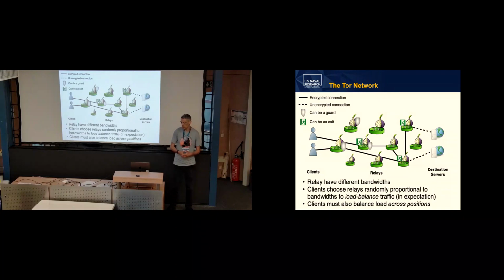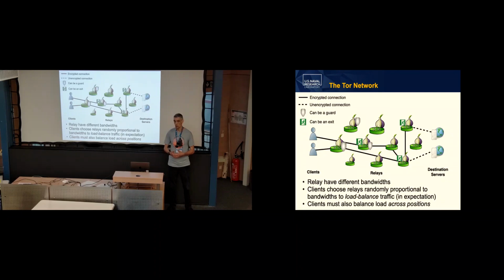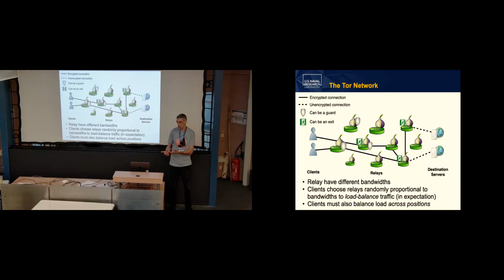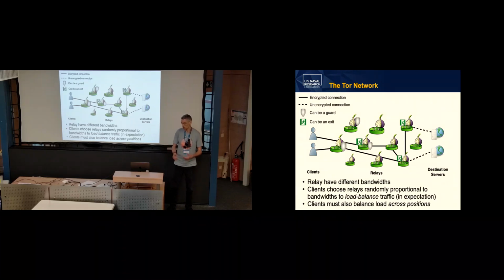Relays in Tor have different bandwidths. So in order to balance their traffic across the relays, clients choose relays randomly proportional to the bandwidth of the relays. However, clients must also balance load across positions because not all relays can serve in all positions. For example, if there's relatively little exit bandwidth, clients should reserve relays that can serve as exits for the exit position. Like in this example, the clients are both using exits in non-exit positions, and they should probably not do that if exit bandwidth is scarce.